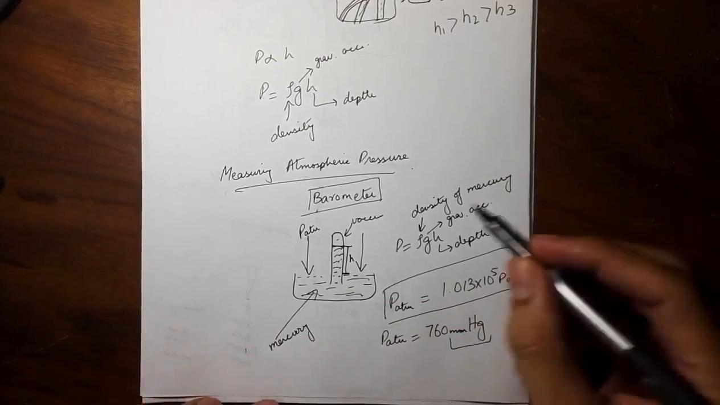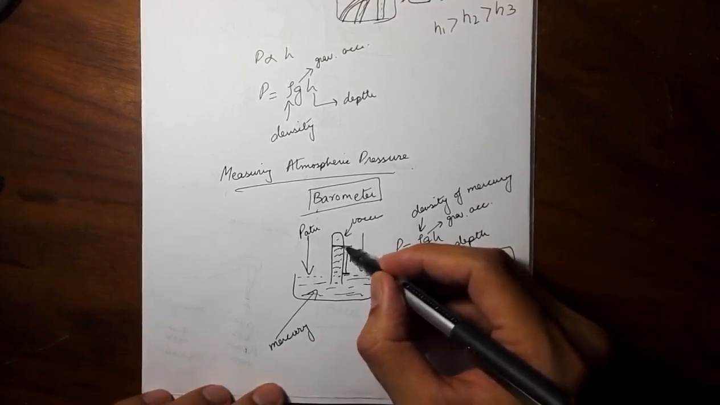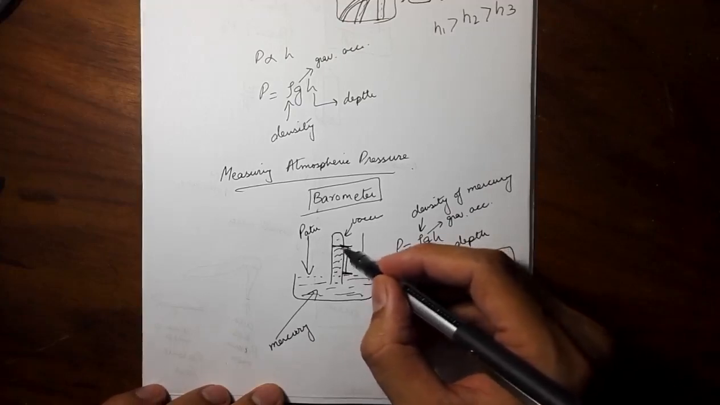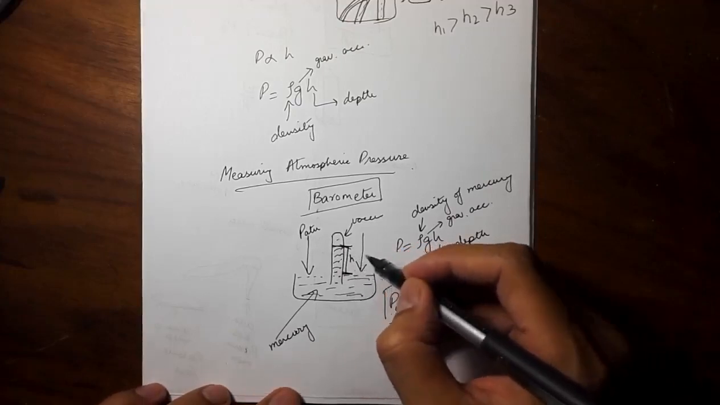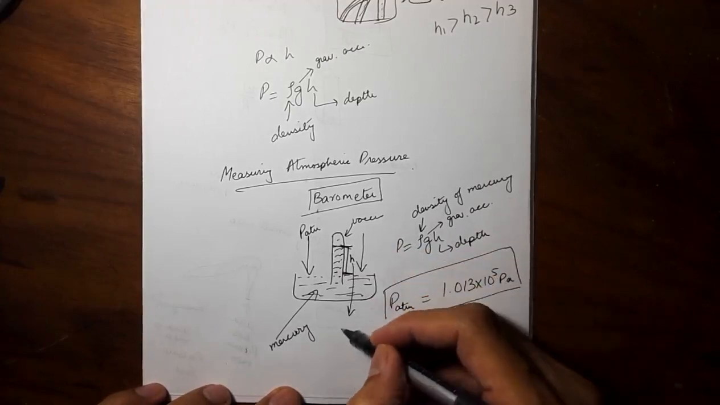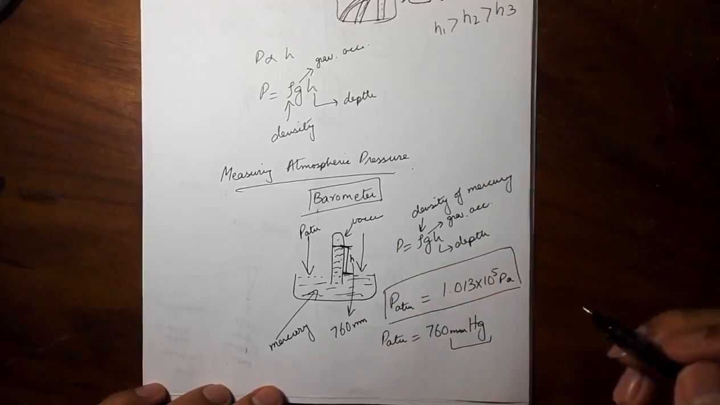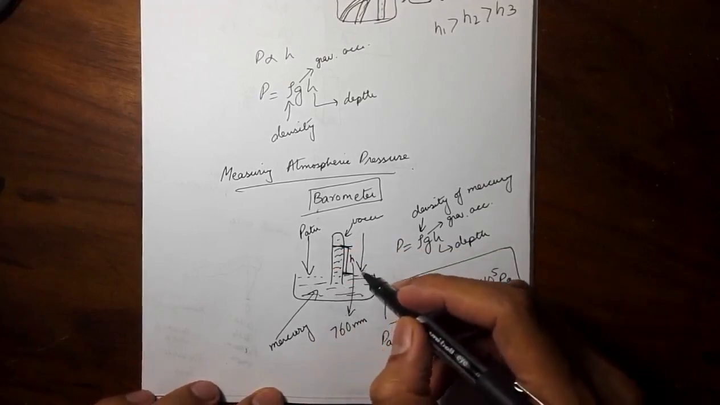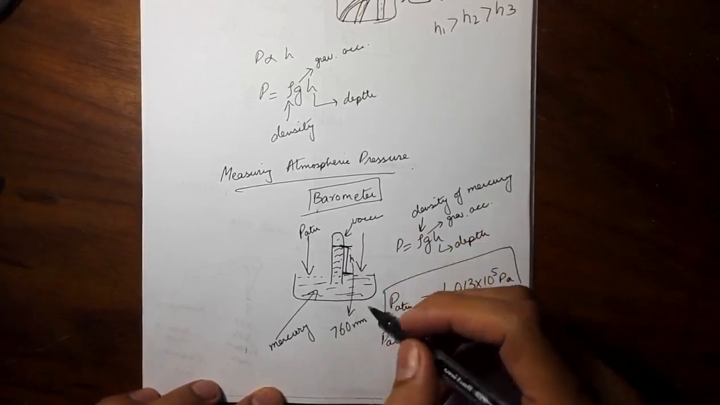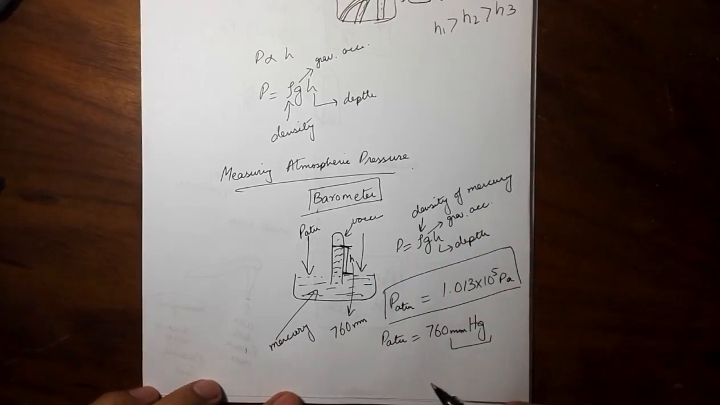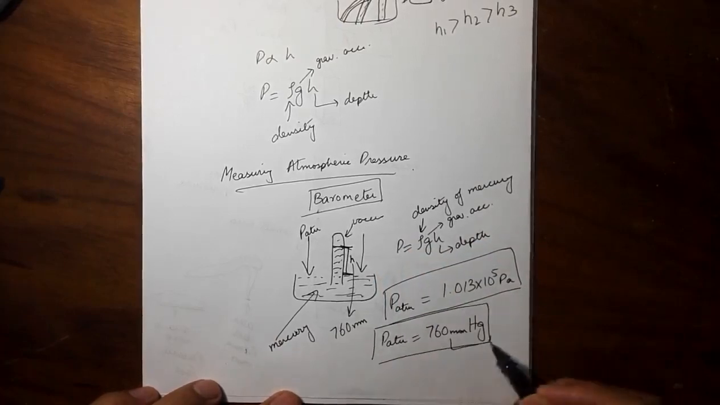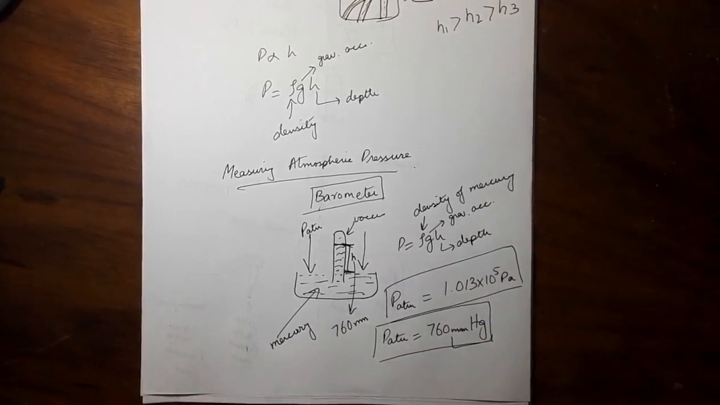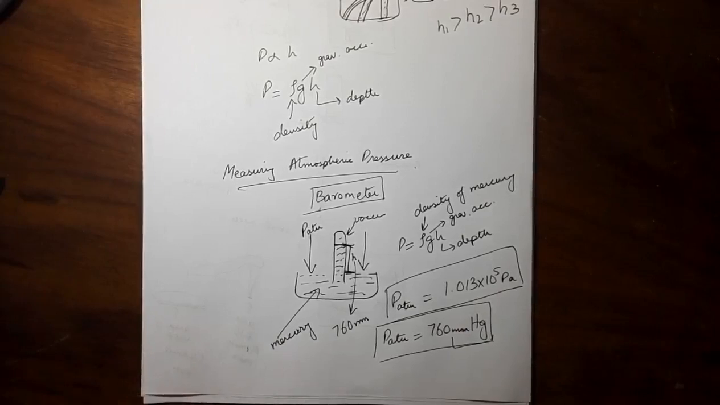Upon the atmospheric pressure, the difference of level that was measured after the application of atmospheric pressure was 760 millimeter. So when atmospheric pressure was exerted on the surface of the mercury, the mercury rose 760 millimeter above. That's why we say that atmospheric pressure is 760 millimeter of mercury, 760 millimeter Hg. So by using a barometer, we find out the atmospheric pressure at sea level or at any level on earth.